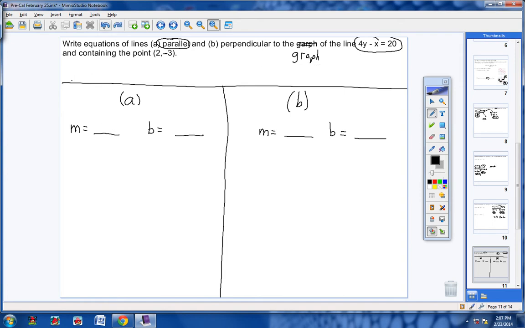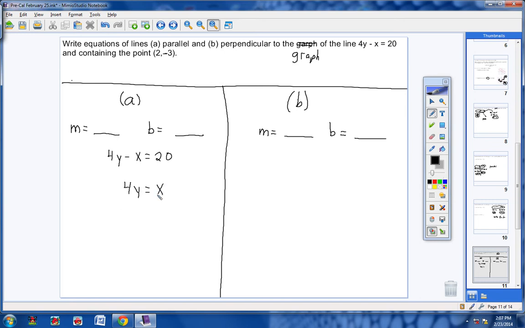Because whenever two lines are parallel, then they have the same slope. So I'm going to take this equation right here, 4y minus x equals 20, and I'm going to very quickly find the slope of this line. I'm going to bring the x over and make it positive.